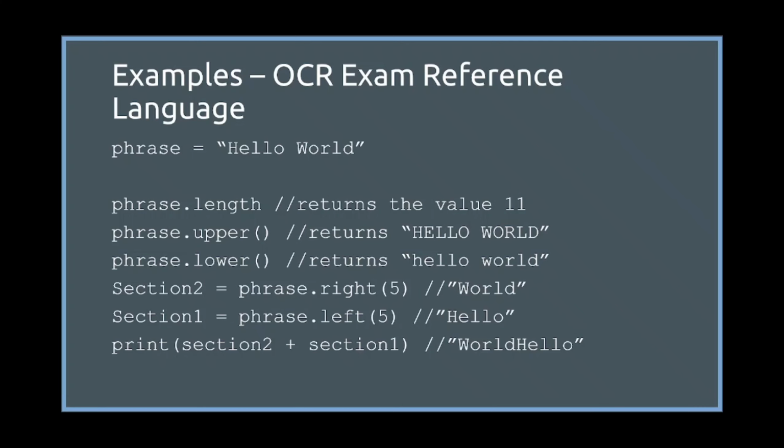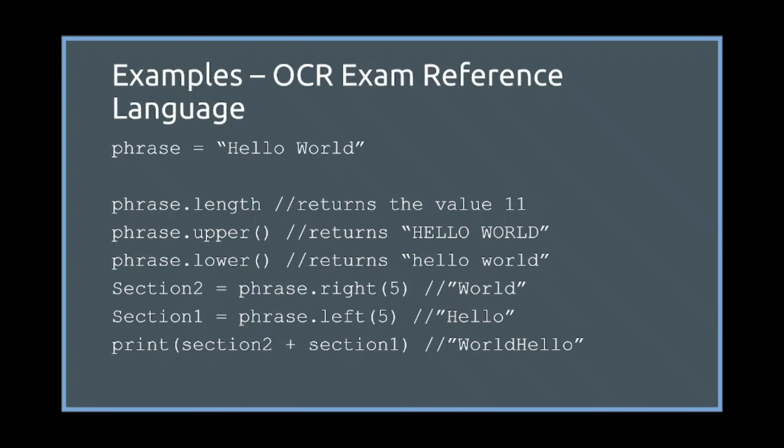Now the next two, .right and .left. And you can see that I'm actually saving that data into a separate variable called section2 and section1. So phrase.right, and it's taken the argument 5. So it's going to start at the right hand side of the string, and it's going to count along 5 characters, and it will extract that out of my string. So you can see that would take world.